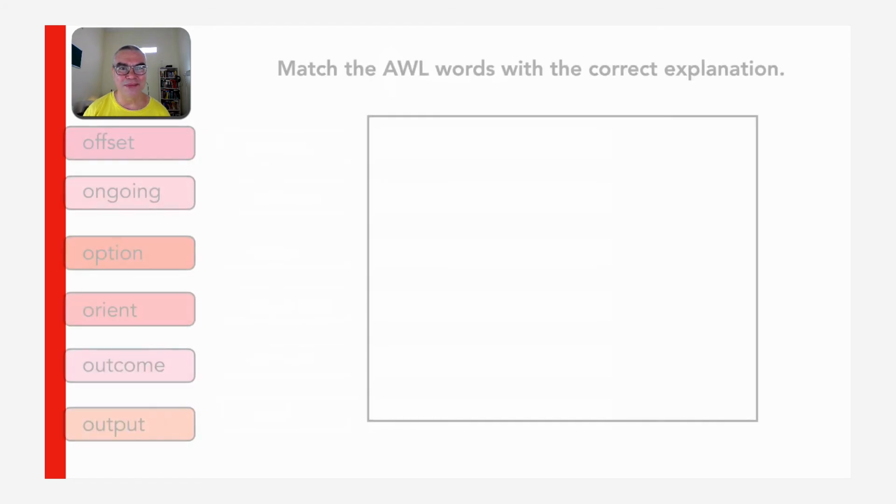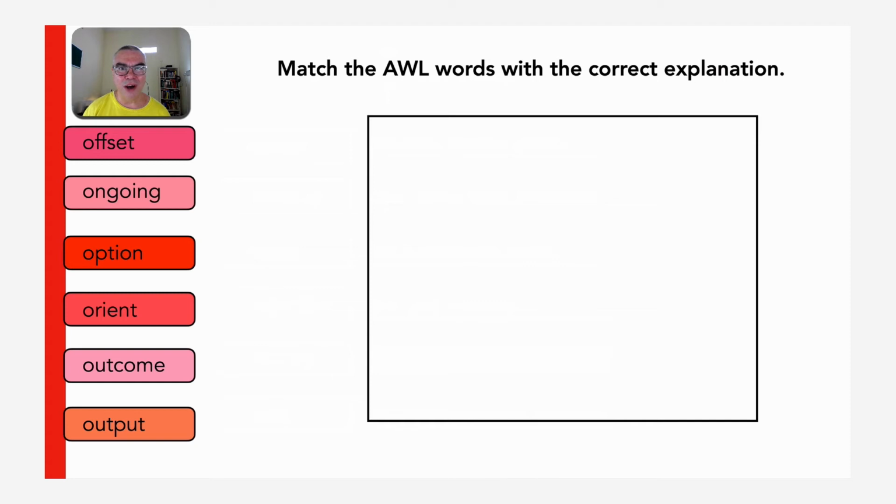We've got 2 more groups of words to go in this set, okay? So here is the last but one group of words we're going to practice. Offset, ongoing, option, orient, outcome, output. And for this practice exercise, I'd like you to choose the best explanation for these words.